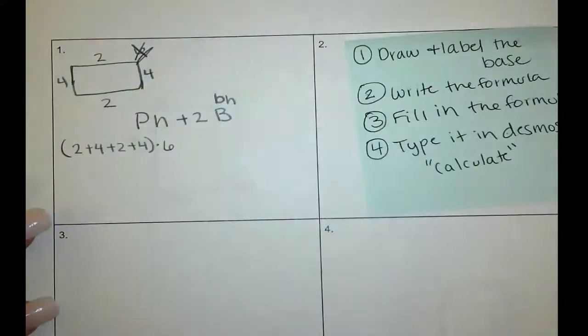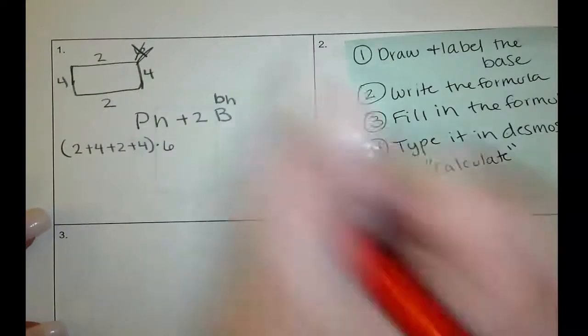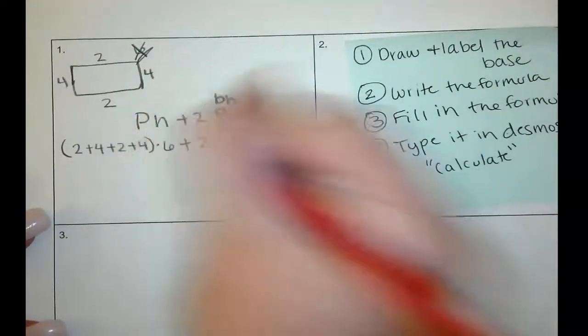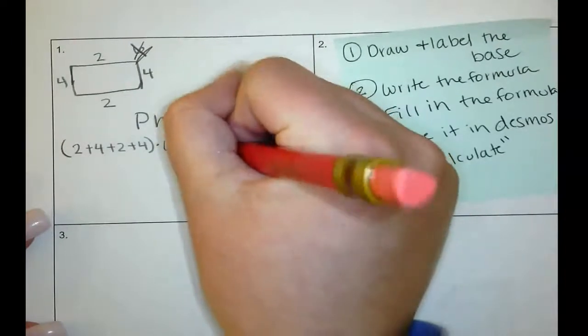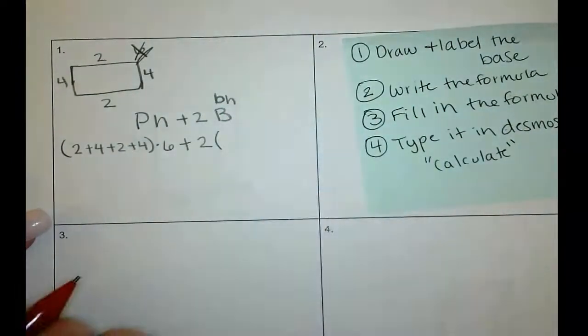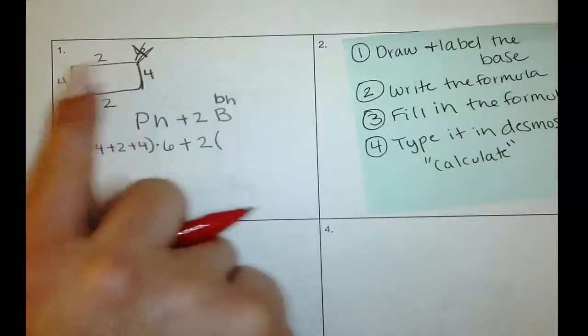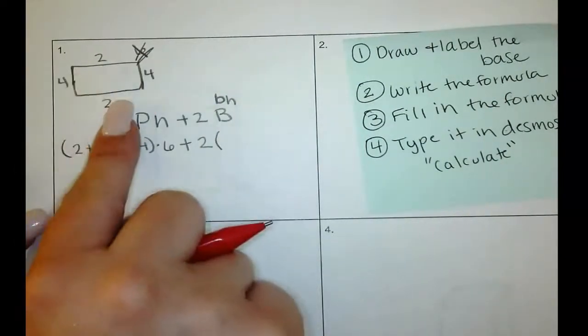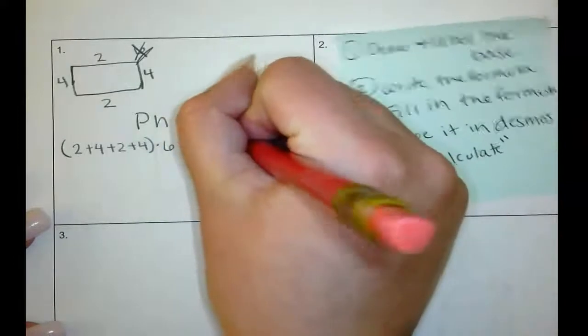After you write the 6, I want you to come up here and put an X on that. You're not going to use that number anymore. So plus 2, and we're going to open up a parentheses. Now we're going to do base times height inside here. Since we're not using this height, base and height are these two numbers right here on the rectangle. So 2 times 4.